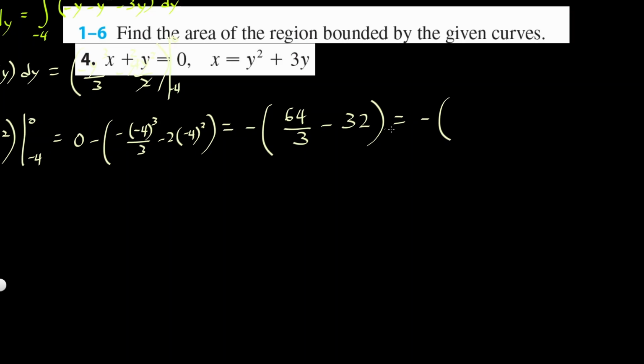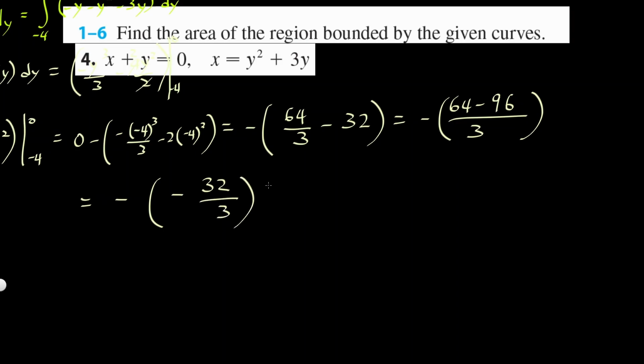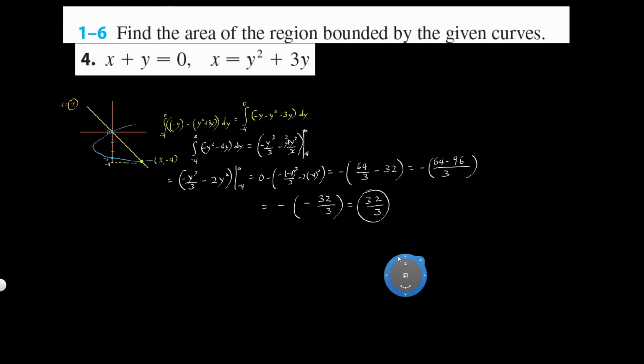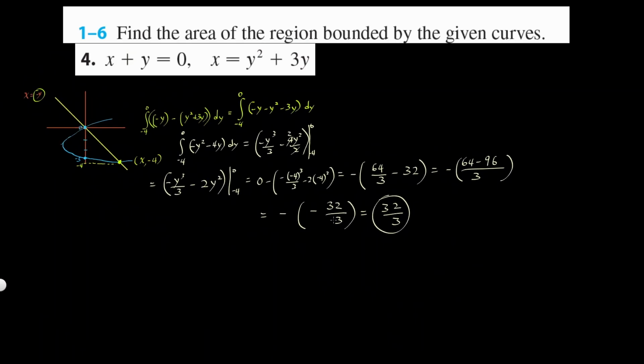So negative, I'm going to work inside. 3 is the common denominator. 64 minus 96, what is that? Okay, so I got negative 32 over 3. And then negative negative cancels out to be positive 32 over 3. So the area, let me bring up my original problem. The area that's bounded here is going to be 32 over 3 square units.